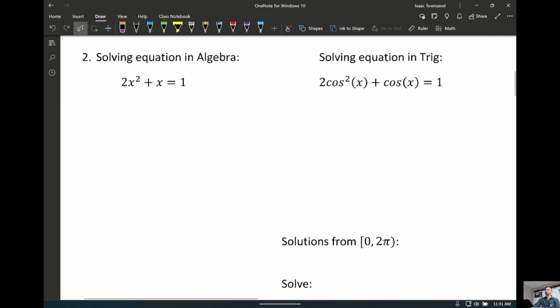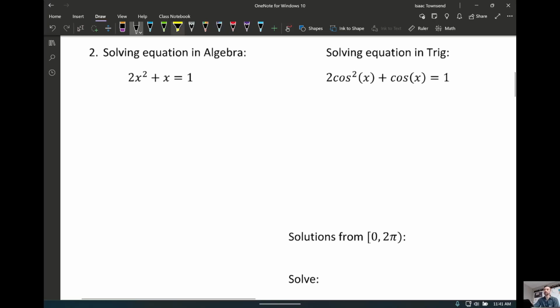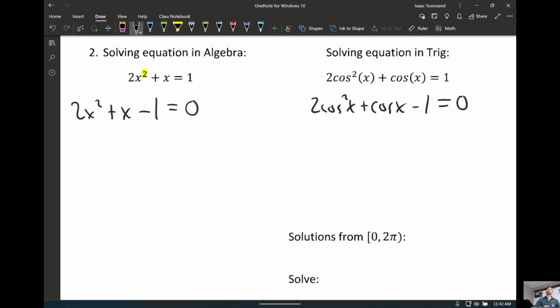So to continue on here, question 2, this solves a little bit differently, but again, I've set these up so that you can compare and contrast how if you can solve this from algebra, then you should be able to solve this for us. So anytime you have a quadratic, you should always, always, always try to get everything on one side set equal to 0. So whether that is x's or cosine x's, that should be your first step. Get everything on one side set equal to 0.